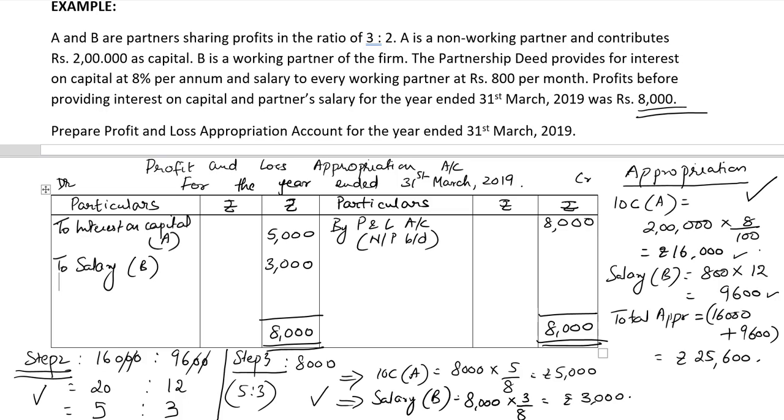Remember, no specific item gets preference over the other. Interest on capital does not get preference over salary or vice versa. Similarly, no specific partner gets preference over the other partner in appropriation. A does not get preference over B, nor does B get preference over A.